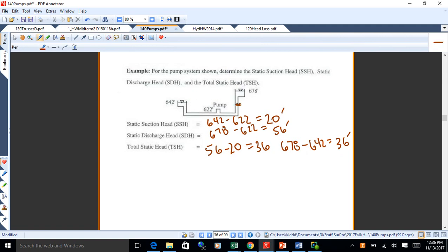The idea here is if there weren't any pump there, if that was just piping, what would happen is the water would seek its own level over here, and you'd get 36 feet of lift. See, the pump isn't required to get the water over here. It'll just flow there on its own. 36 more feet will get you up to 678. That's the idea. So when we start looking at what pumps do, they lift water.